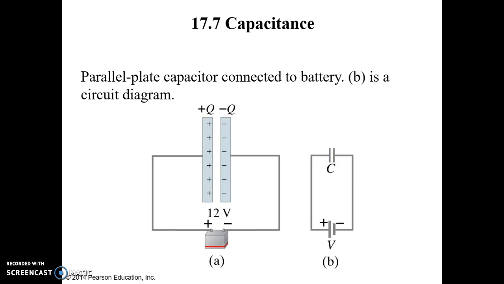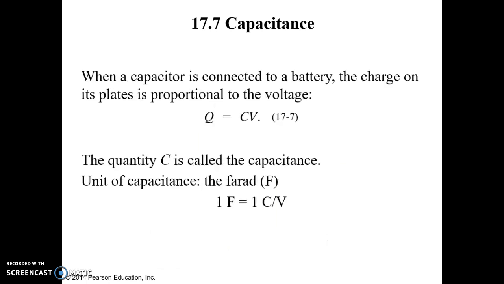In a circuit diagram, a long line next to a short line represents voltage, and two equal parallel lines represents capacitance. We'll deal with circuit diagrams more in the following chapters. Here's the equation for capacitance, where Q equals CV.